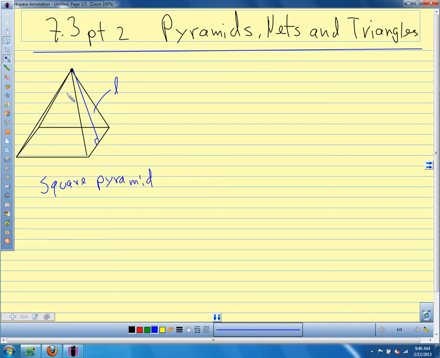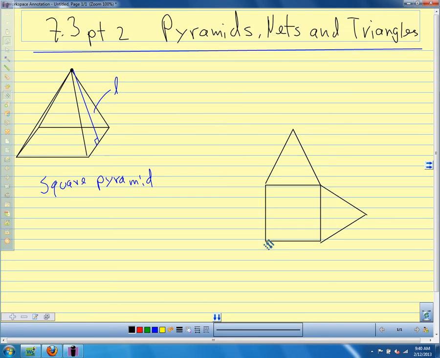So now I'm going to draw a net for this square pyramid. Our base is going to be a square. And then from each side of that square, I just end up with a triangle. I know my net's not going to be perfect, but we'll get the idea here. So this is true for a net of any pyramid. You just draw the shape of the base, and then the triangle comes off each side. So there's a rough idea of a net for my pyramid.